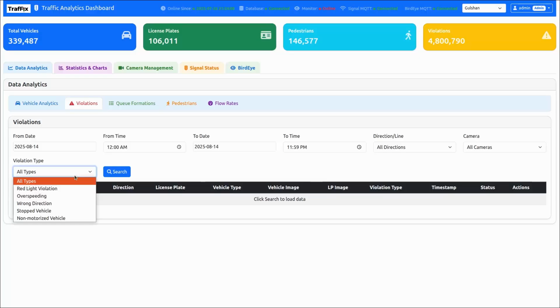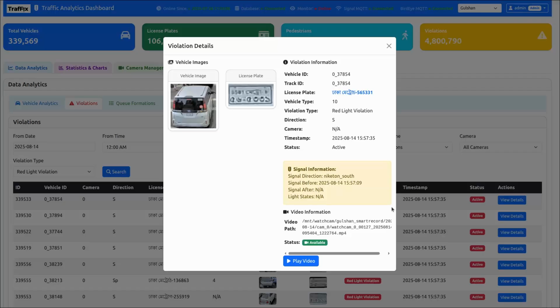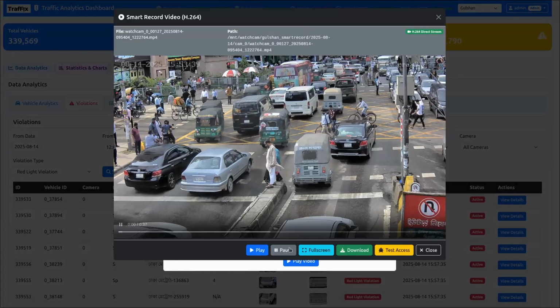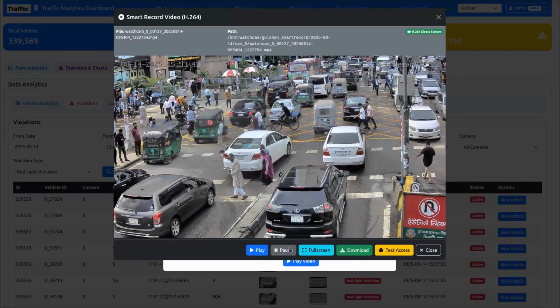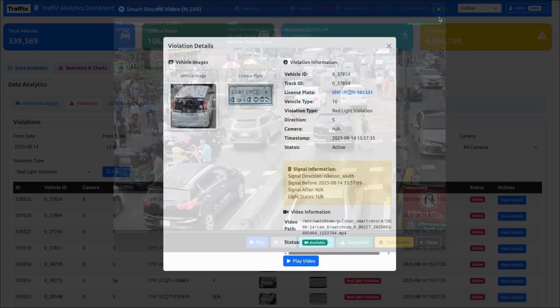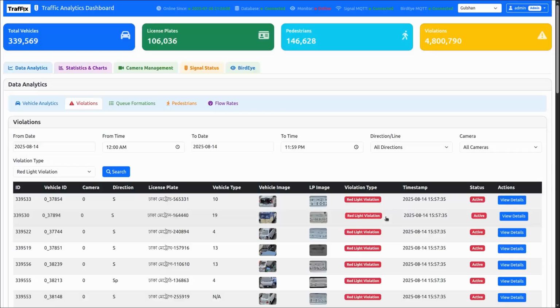Let's now search for violations. The most common is the red light violation. Let's search for it. We see within that time range the red light violation vehicles appear here. It's from the Niketan to South junction. We see after the red light those vehicles have passed. Also the timestamp of the signal.